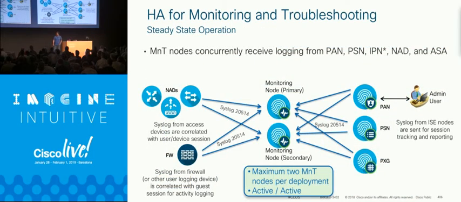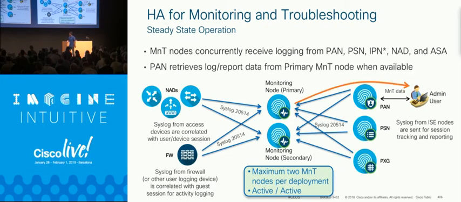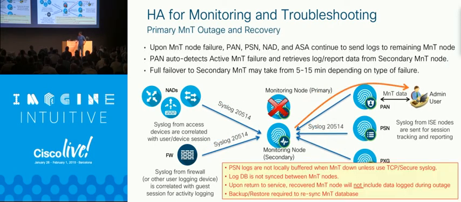Okay, so let's talk about HA for monitoring and troubleshooting, the MNT node, right? The MNT nodes are both active all the time. They're both receiving logs, but they're like primary and secondary from the perspective of the PAN node. So wherever the PAN node is sending the logs, that MNT is the active node at that time, right? So in case the MNT node goes down, yes, you start sending logs to the other MNT, or they're already being sent.